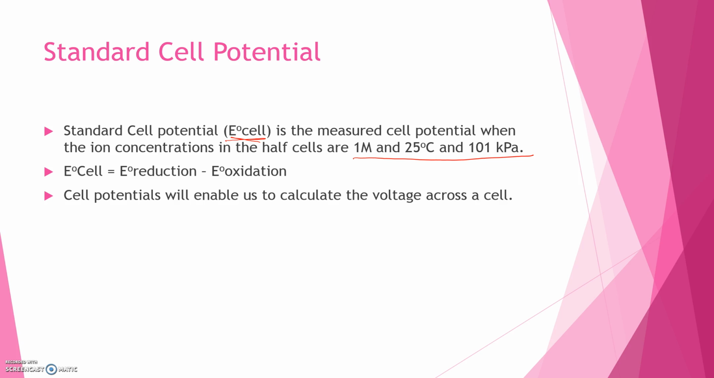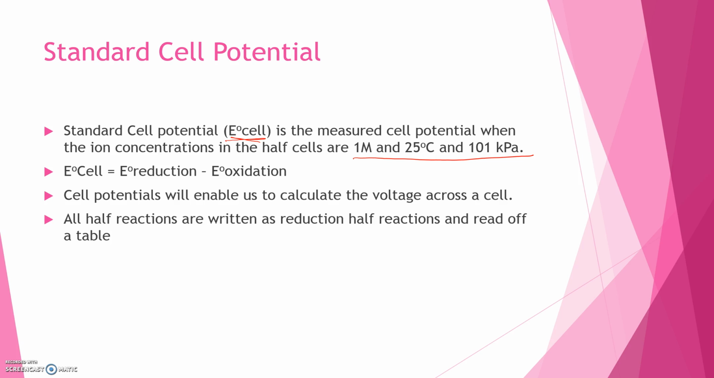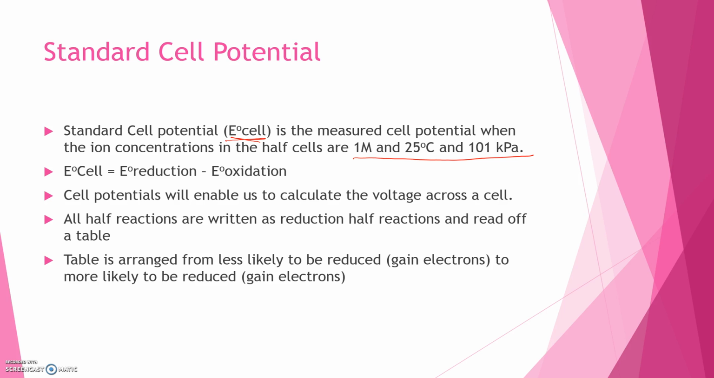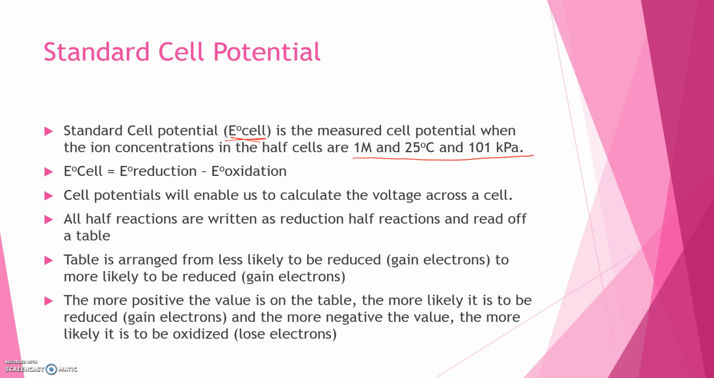So these cell potentials will enable us to calculate the voltage across the cell. All half reactions are written as reduction half reactions and read off the table, just like I showed you. And the table is arranged from less likely to be reduced, less likely to gain electrons, like I pointed out, to more likely to be reduced, more likely to gain electrons. Things that are more electronegative are going to be near the bottom. The more positive the value is on the table, those were our ones at the bottom, the more likely it is to be reduced, the more likely it is to gain electrons.